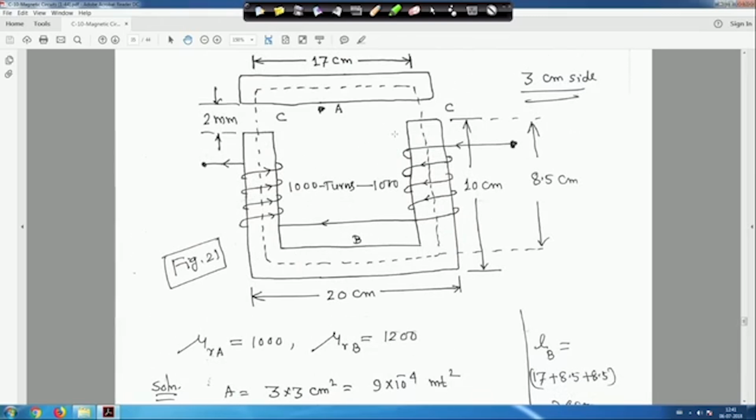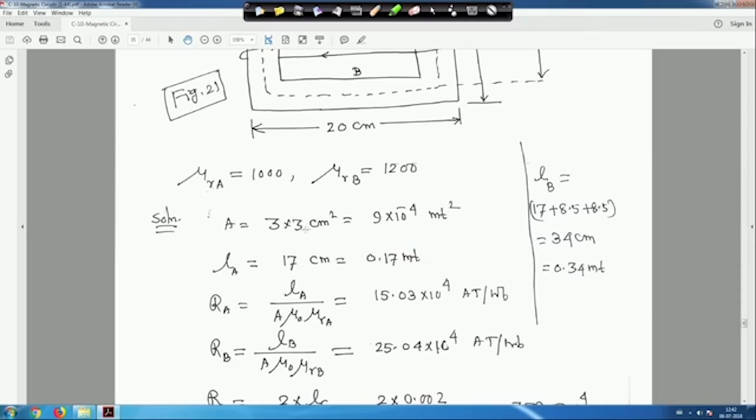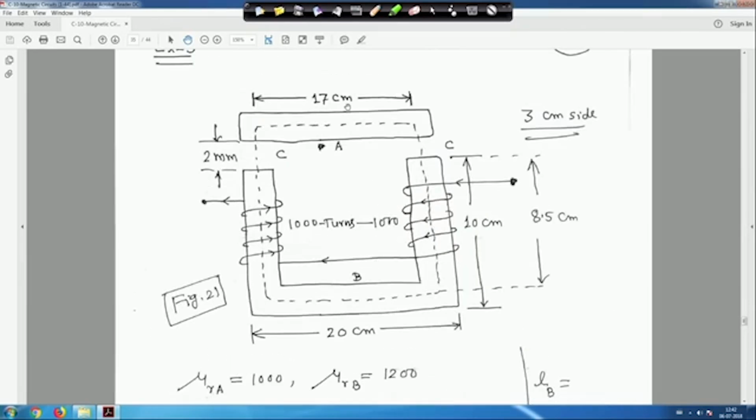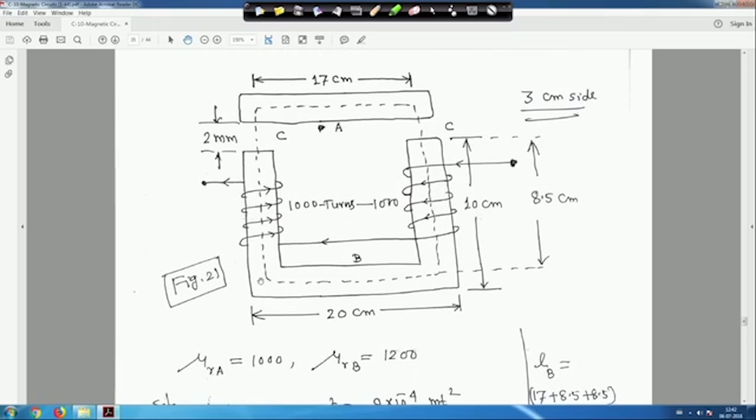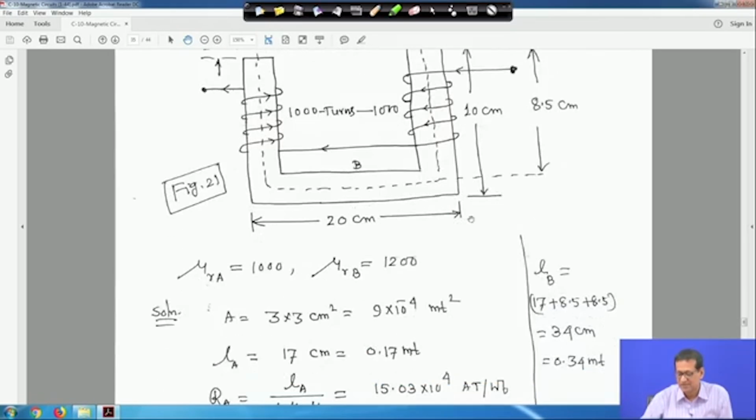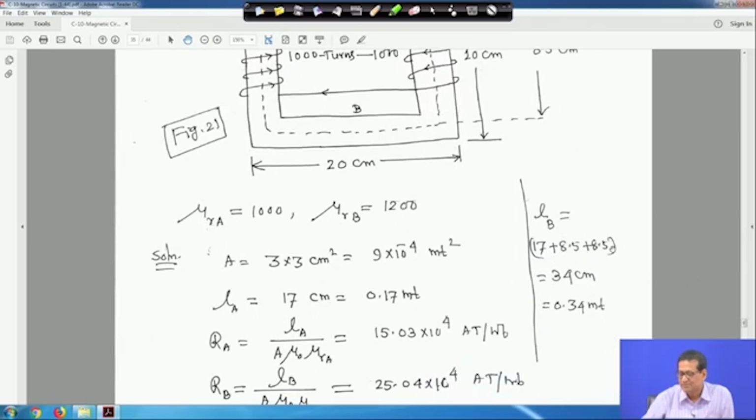Therefore, mu RA is given 1000 for this material, and mu RB is 1200 for this material, right. So A is equal to 3 centimeter side, so it is 9 into 10 to the minus 4 meter square. LA is equal to 17 centimeter, that is 0.17 meter. LB is equal to, as I told you, 17 plus 8.5 plus this side also 8.5, so 17 plus 8.5 plus 8.5 centimeter is equal to 0.34 meter.